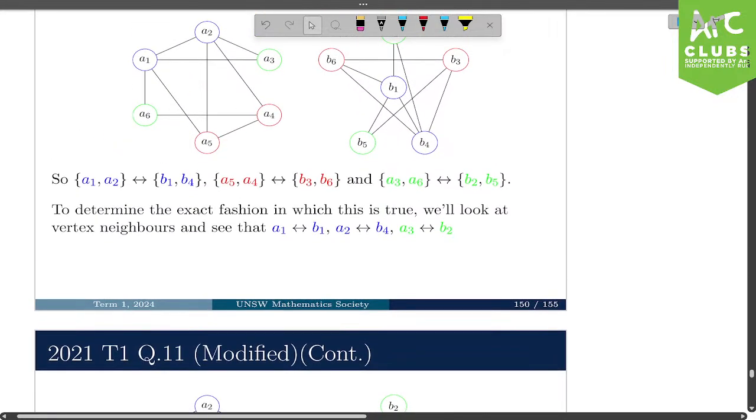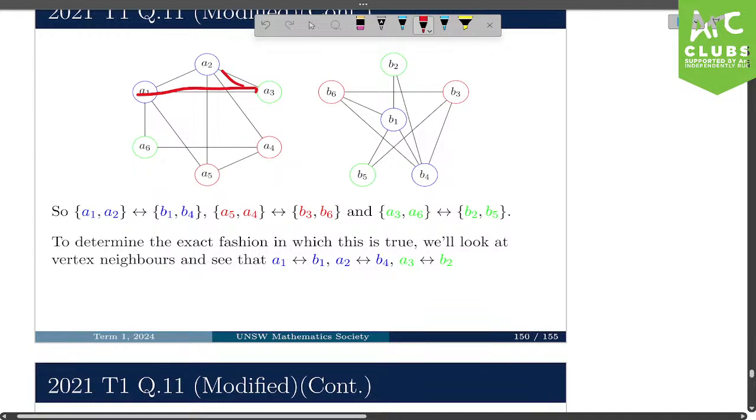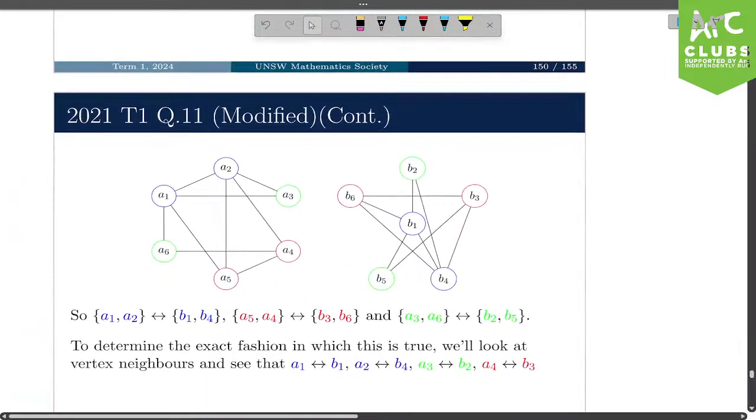A3 must map to B2 and not B5, because A3 connects to 2 blue vertices, while B5 only connects to 1 blue vertex, right? So instead, A3 maps to B2 and not B5. And similarly, A6 would map to B5, as we see on the next slide.